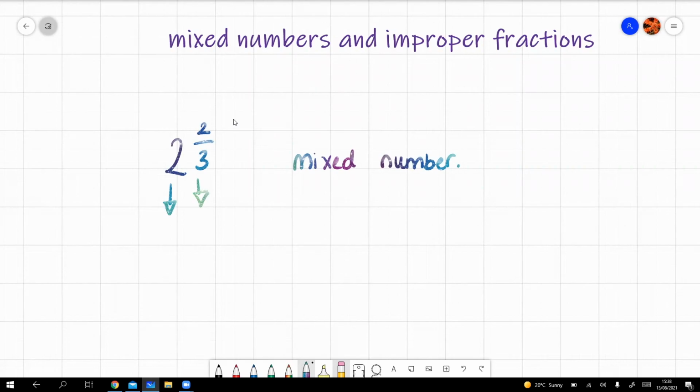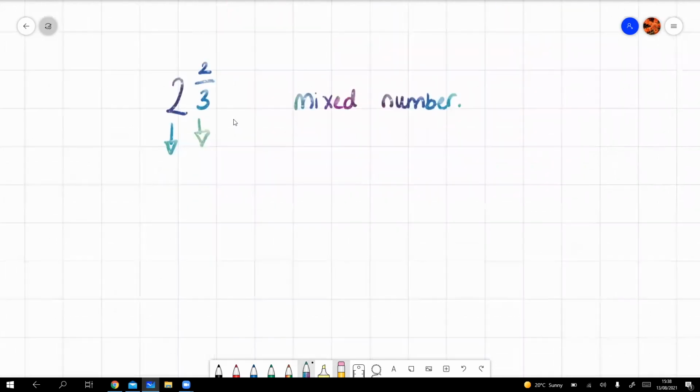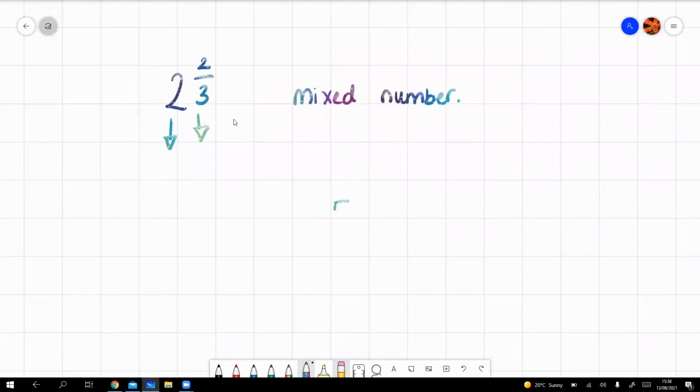Okay, so when we have a fraction where the number at the top, so let's change this, so we do 5/3. Okay, the number at the top, which is a numerator, is bigger than the number at the bottom, which is known as the denominator. This is a top-heavy fraction, which is also known as an improper fraction. So top-heavy or improper, okay, because the number at the top is bigger than the number at the bottom.